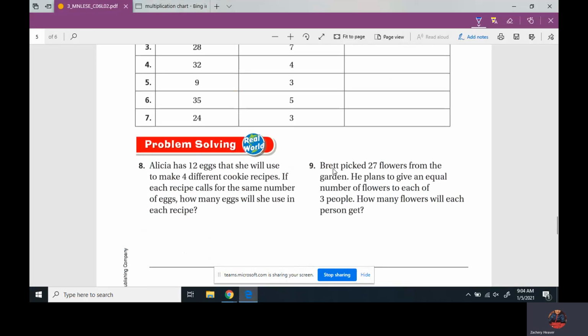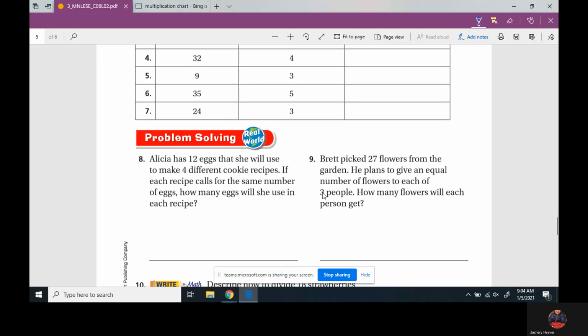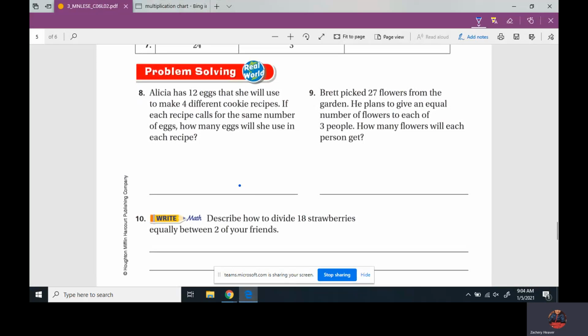The same thing here. 12 eggs, 4 different recipes. 12 divided by 4, 27 divided by 3. And make sure you label eggs, flowers. I did it for you.